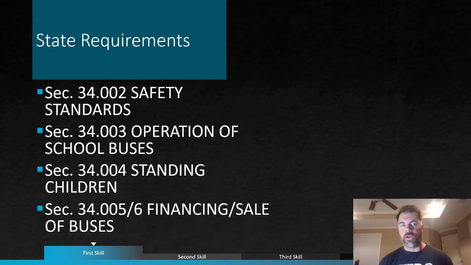This moves us on to 34.003, which is the operation of school buses. It talks about school buses or mass transit motor buses shall be used for the transportation of students to and from schools on routes having 10 or more students. On routes with less than 10 students, passenger cars may be used, but if it's above 10 on a route, then it needs to be a school bus.